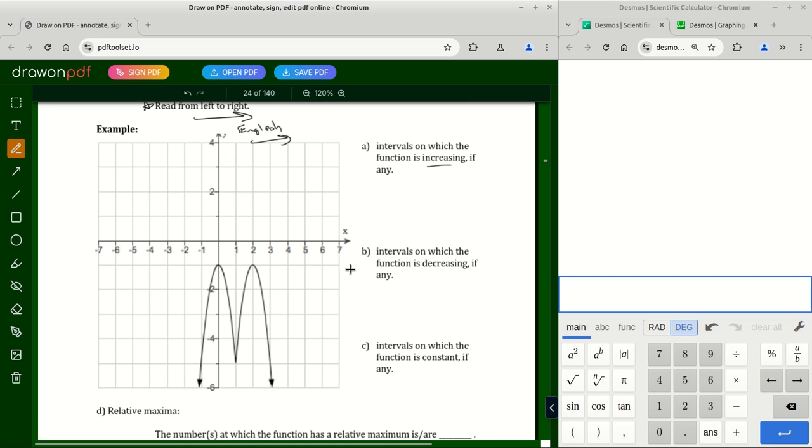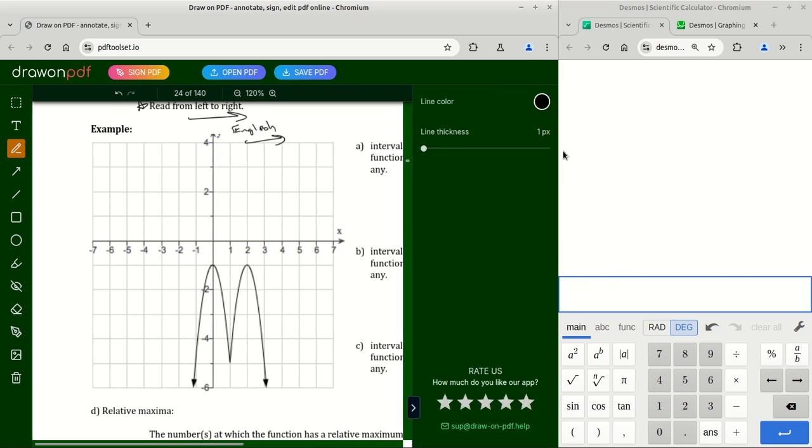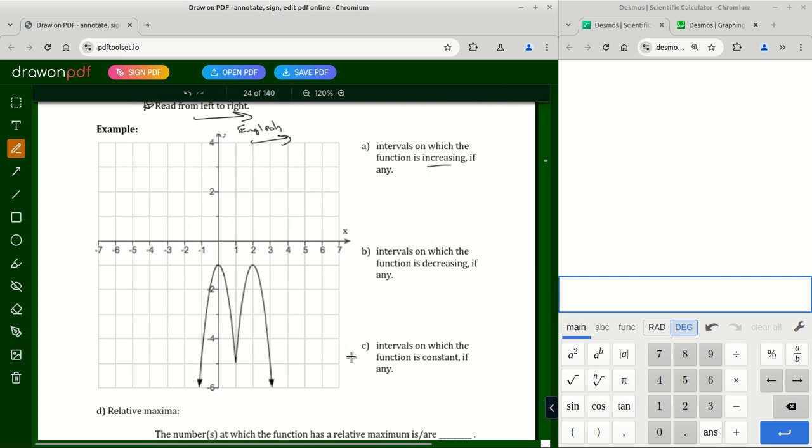So where is this thing increasing? We're looking at this graph, and I absolutely need a different color. I want to know, where is this thing increasing? Oh man, these arrows. Just go ahead and get rid of these arrows, because they're going to throw you off. I'm reading left to right, going this way. So where's it increasing?